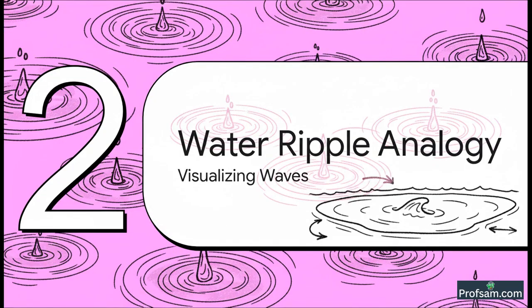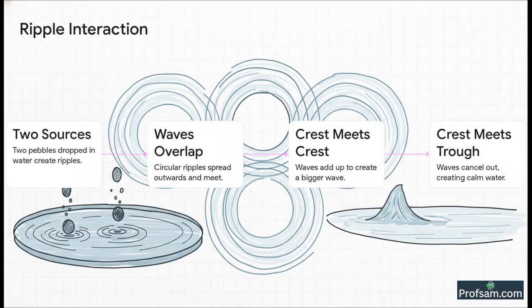Okay, so to understand how light does this, which can be a little tricky, let's first think about something much simpler that we can all picture in our minds, ripples in a pond. Just imagine, you drop 2 stones into a still pond at the exact same time. 2 sets of circular ripples start spreading out. Now, the really interesting part is where they meet.